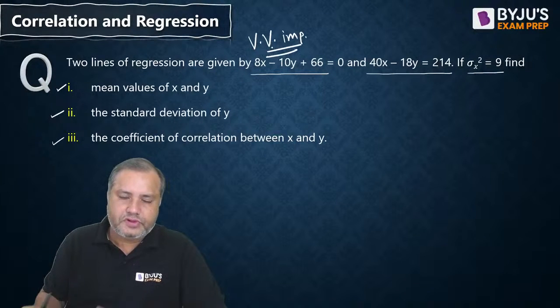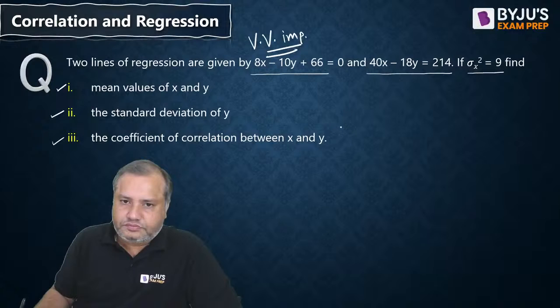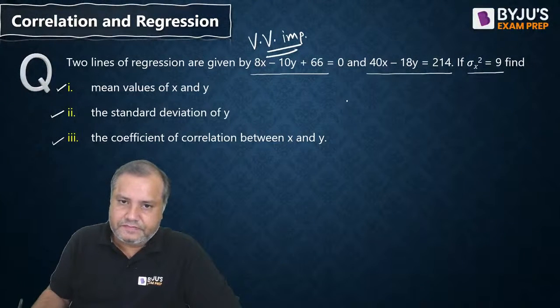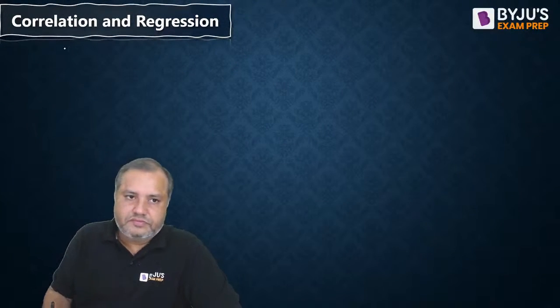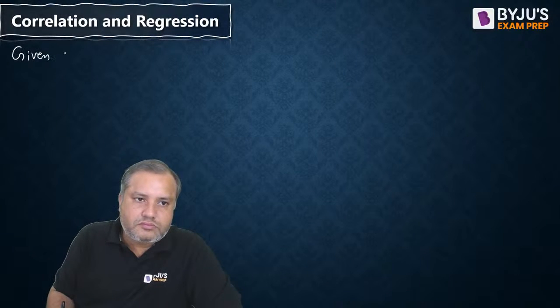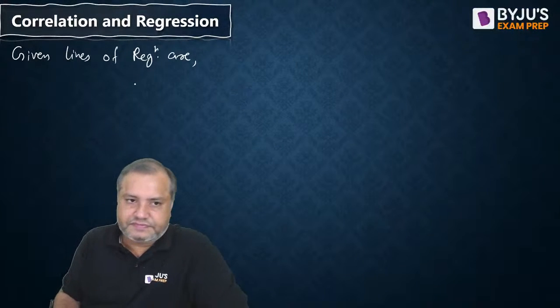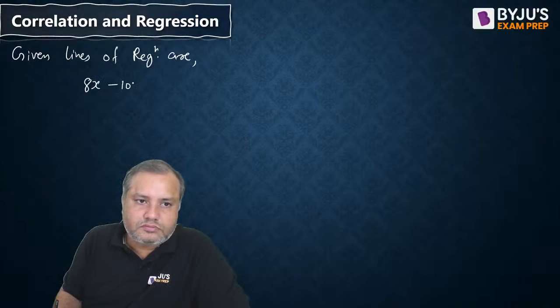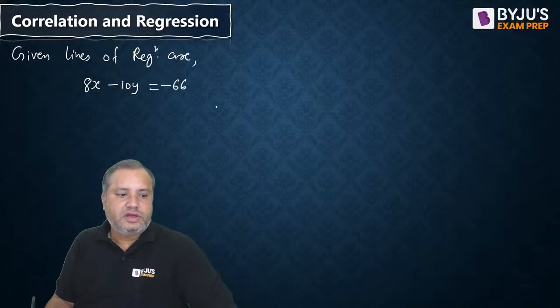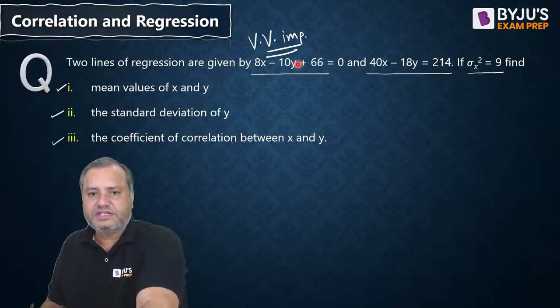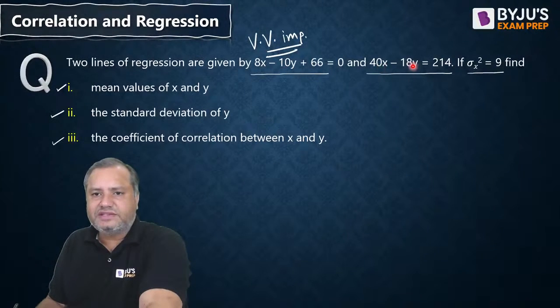Now I will solve this question as if I am solving in ESE mains. Given lines of regression are 8x minus 10y plus 66 equals 0. Bringing 66 to the right hand side, and the second line 40x minus 18y equals 214.